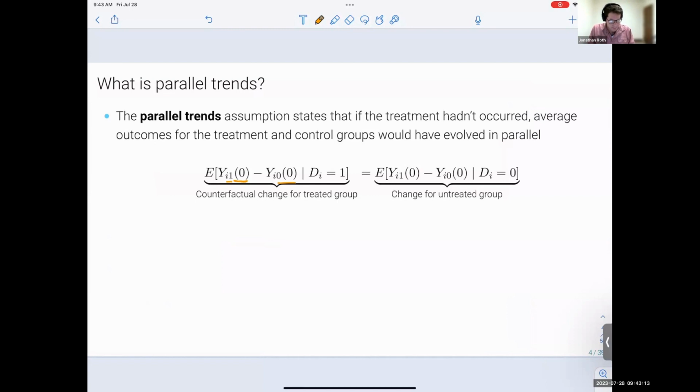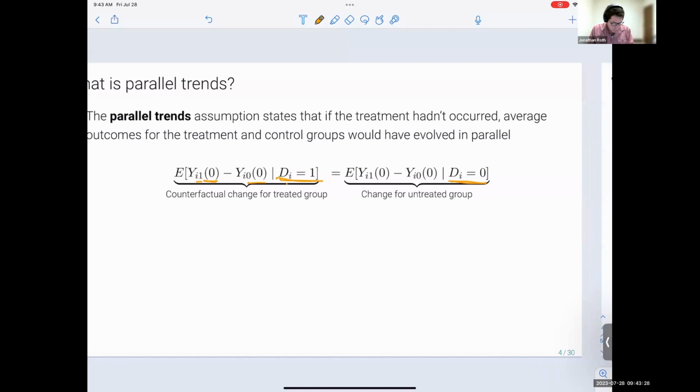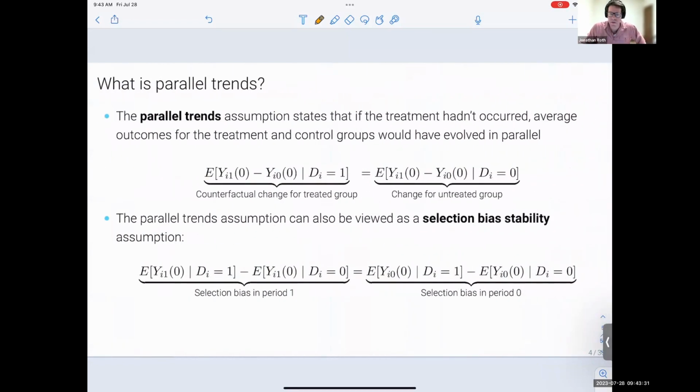That is, the expected change of Y(0) between period 0 and period 1 on average is the same for people with D equals 1, the people who ultimately get treated in period 1, as it is for people with D equals 0, the people who never get treated. So that's the statement of the parallel trends assumption as it's usually stated. I think that a useful way to alternatively phrase the parallel trends assumption, which sometimes makes it a little bit clearer economically what it is saying, is to rearrange the terms in this first equation I have here. So people know that expectations are linear operators.